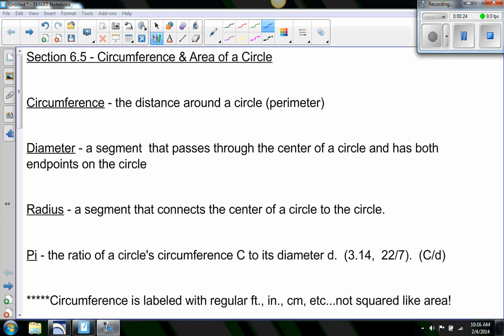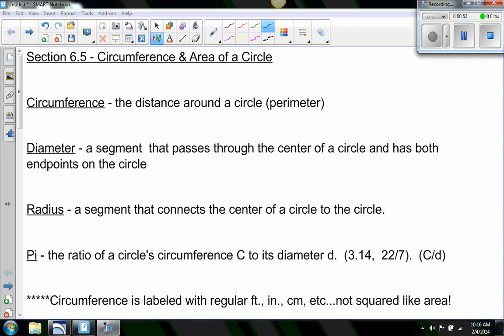So circumference, it's just walking around the outside of a circle, but because you can't just walk around the outside on a curve and add it up, you have to have a formula for that. So it is the perimeter of a circle, but you can't do it like you do the perimeter of something with straight lines. So to be able to do the area, you need to understand that the diameter is the segment that passes through the center of a circle, and it has both endpoints on the circle.